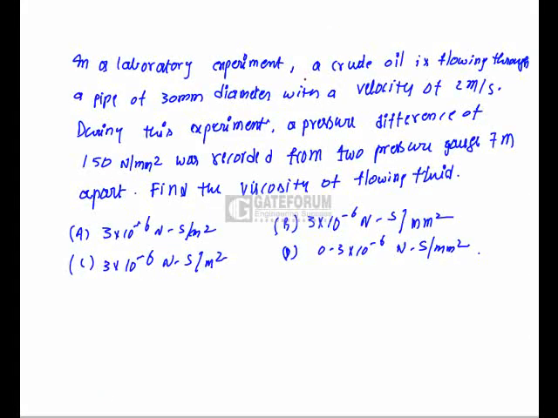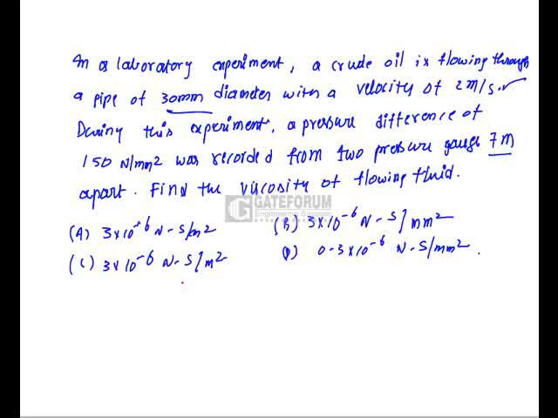In a laboratory experiment, a crude oil is flowing through a pipe of 30 mm diameter, with a velocity of 2 meters per second. During this experiment, a pressure difference of 150 Newton per millimeter square was recorded from two pressure gauges 7 meters apart. The distance between the two gauges is 7 meters. Find the viscosity of flowing fluid. We have to calculate the viscosity.